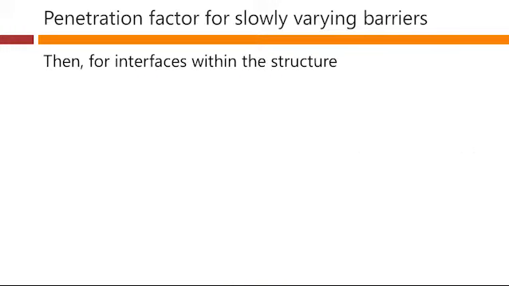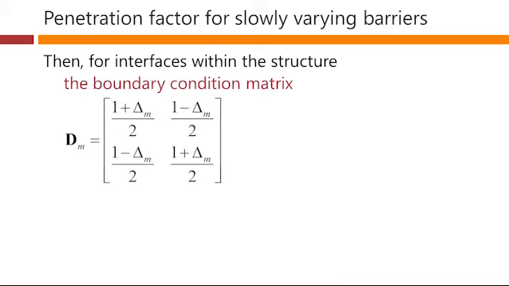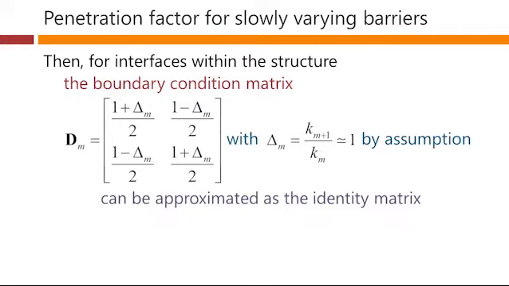Then for interfaces within the structure, the boundary condition matrix will become approximately a matrix that is just the identity matrix, because this delta M here will just be approximately 1. So roughly speaking, this will look like an identity matrix. This part of my informal derivation is indeed a little bit approximate and not very rigorous. As I said, you can look in textbooks to find the rigorous and proper WKB derivation. I'm just justifying it informally here.